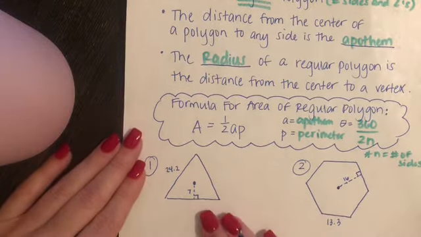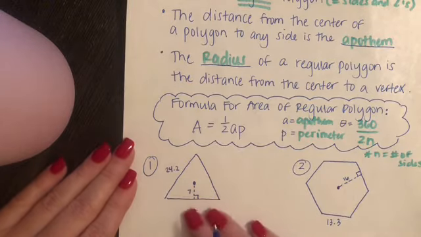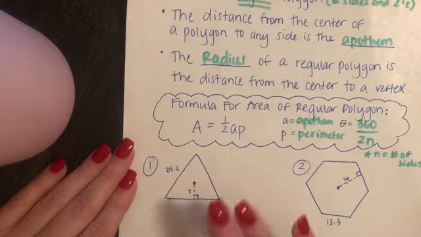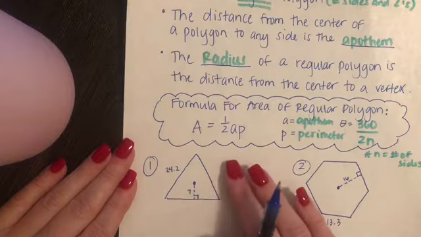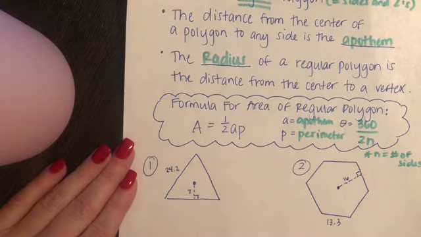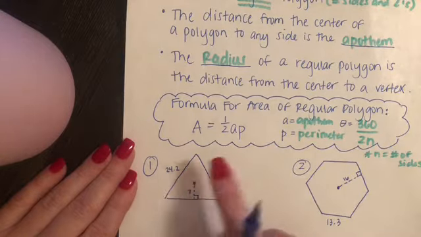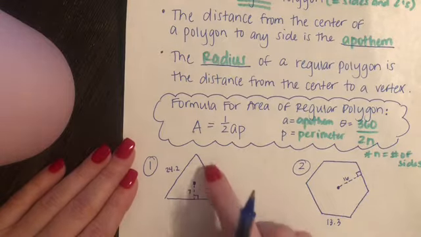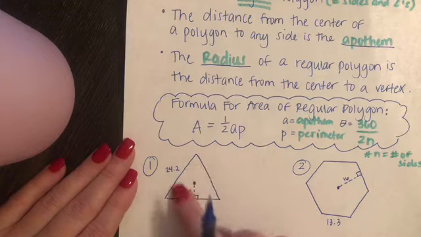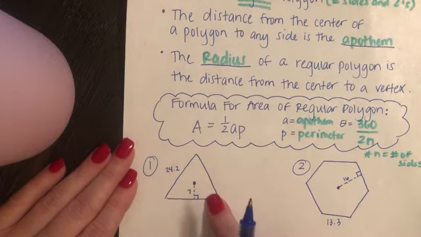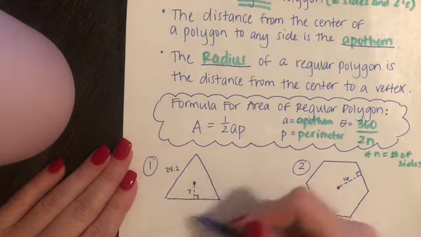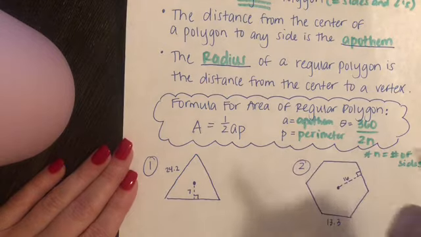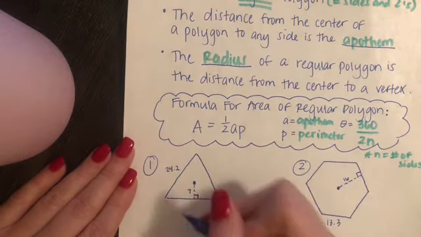Okay, the first one is right here. The directions say that each polygon is a regular polygon, so we can use this formula. That means that if this side is 24.2, that side's 24.2, and that side is 24.2. Also, all the angles are the same, so it would be 60, 60, and 60, okay, to give you a total of 180.